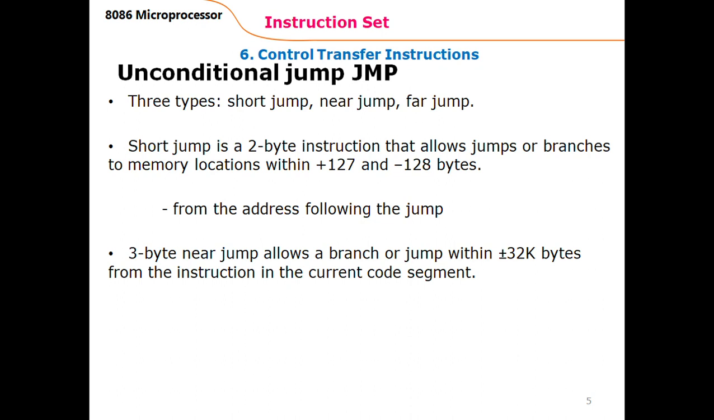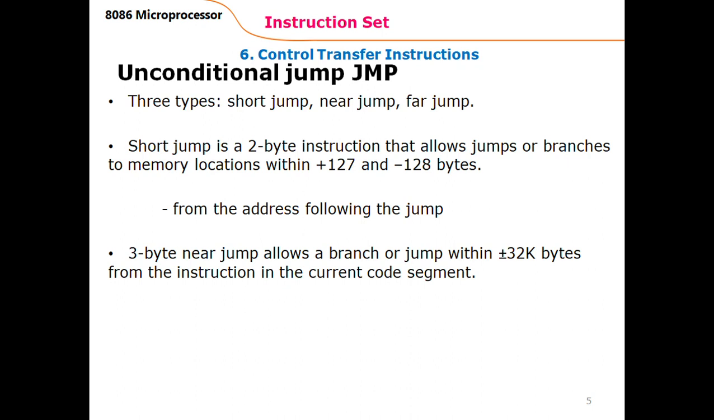Near jump is a 3-byte jump. It allows a branch or jump within plus or minus 32 kilobytes from the instruction in the current code segment. So from the current location, in the near jump, which is a longer jump than the short jump, the jump can skip 32 kilo locations in the backward direction or 32 kilo locations in the upward direction.